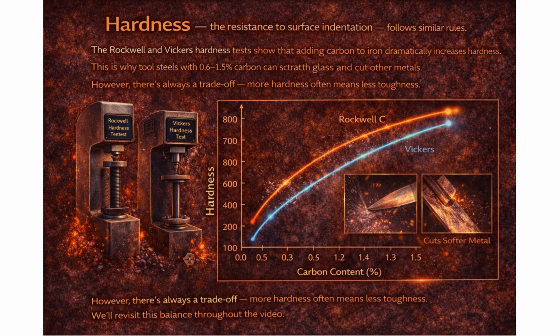Hardness, the resistance to surface indentation, follows similar rules. The Rockwell and Vickers hardness tests show that adding carbon to iron dramatically increases hardness. This is why tool steels with 0.6-1.5% carbon can scratch glass and cut other metals. However, there's always a trade-off. More hardness often means less toughness. We'll revisit this balance throughout the video.